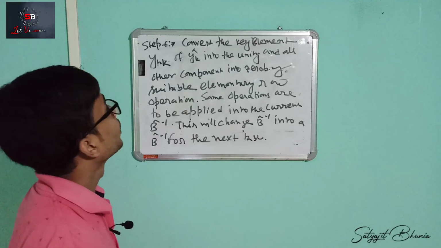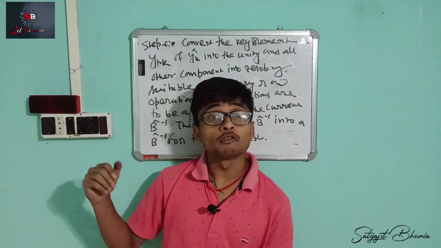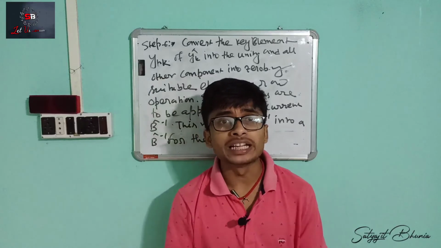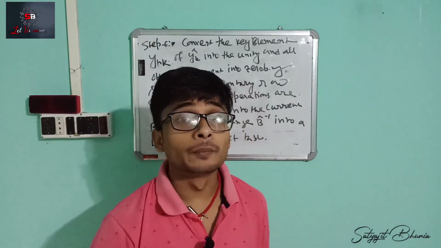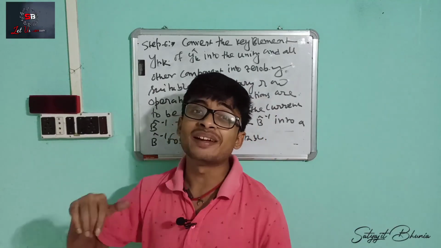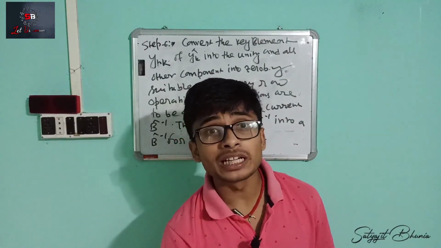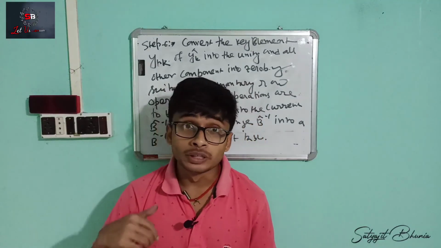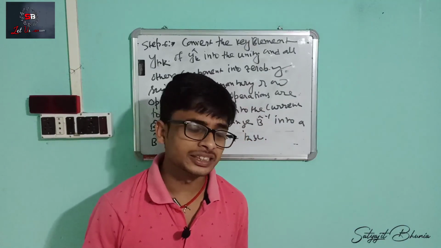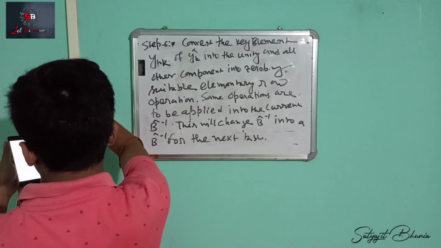So in step 6 we have to convert the key element, that is the rth element of the yk cap, into 1 and all other elements of yk cap into 0 by using elementary row operations, and the same elementary row operations will be applied on the B cap inverse. So we will get the new B cap inverse for the next iteration or next table. Now we will move to step 7.